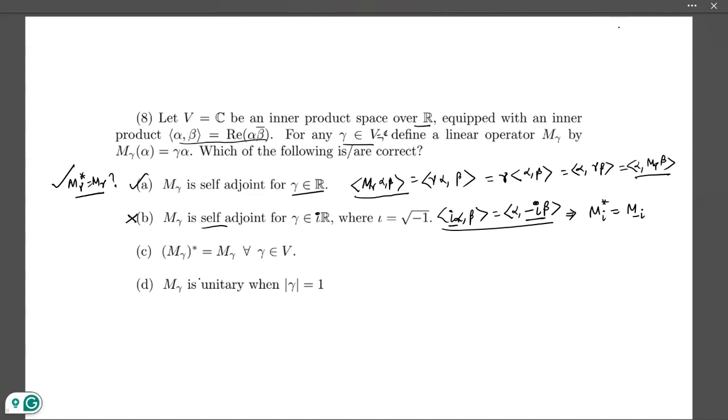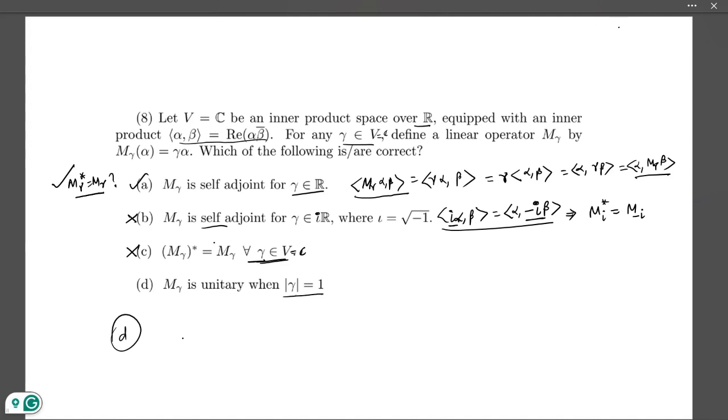What about the C part? It says for every complex number, M gamma is self-adjoint. It is incorrect, since it fails for i. So this option is incorrect. But M gamma is unitary when modulus of gamma is 1. For this, we should calculate it explicitly.